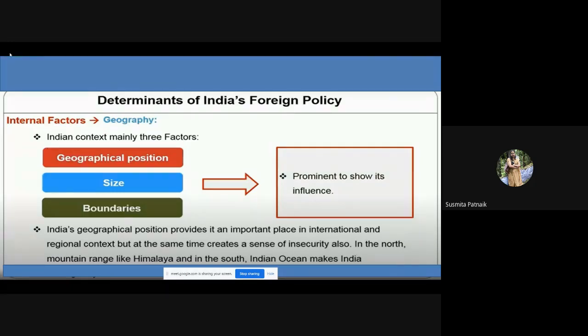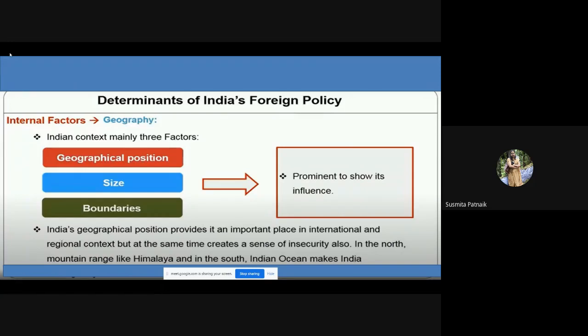So these things constitute what? The boundary of a country. Together, the position where the country is situated, the size of the country, big, small, or maybe medium, and the third one is called the boundary. Together, they constitute or have a great impact upon India's foreign policies.